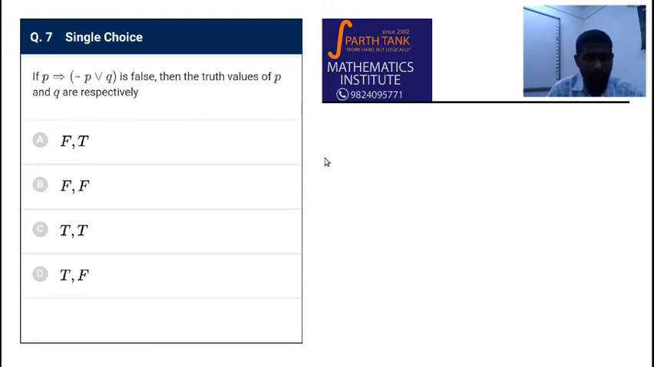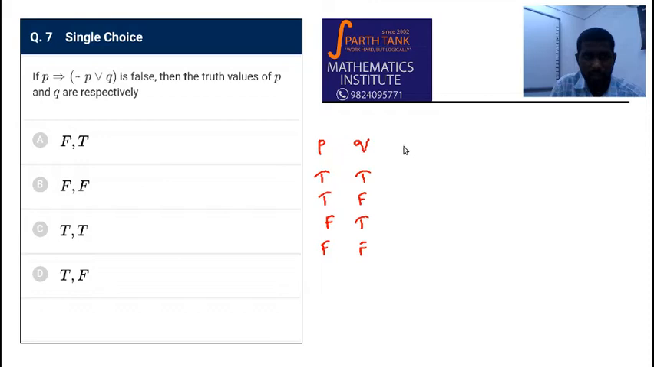Okay. Mathematical reasoning. If P implies not P or Q is false, then the truth values of P and Q are respectively. Okay. Now first we have to come to this place, and then we'll see what is the truth values of P and Q. Let us take P and Q. P is, let's say, true, Q true, true, false, false, true, false, false.